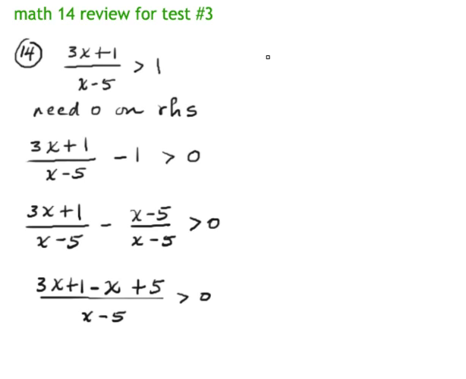Okay, let's write this in a little simpler form. We have 3x here. 3x minus x, that's 2x in the numerator. And then 5 plus 1 is 6.